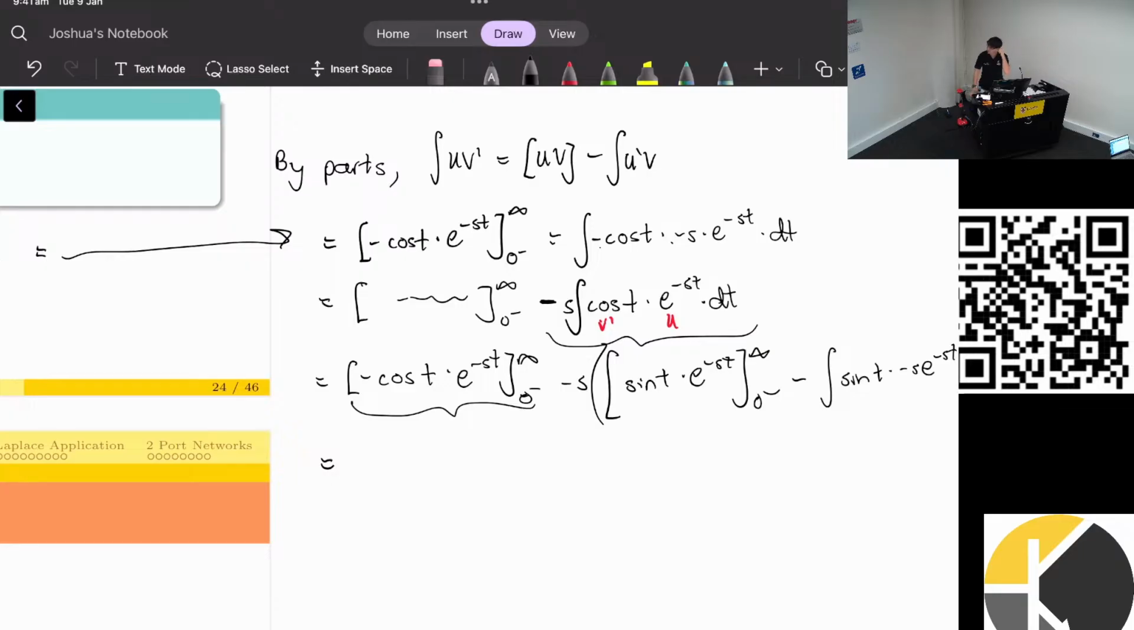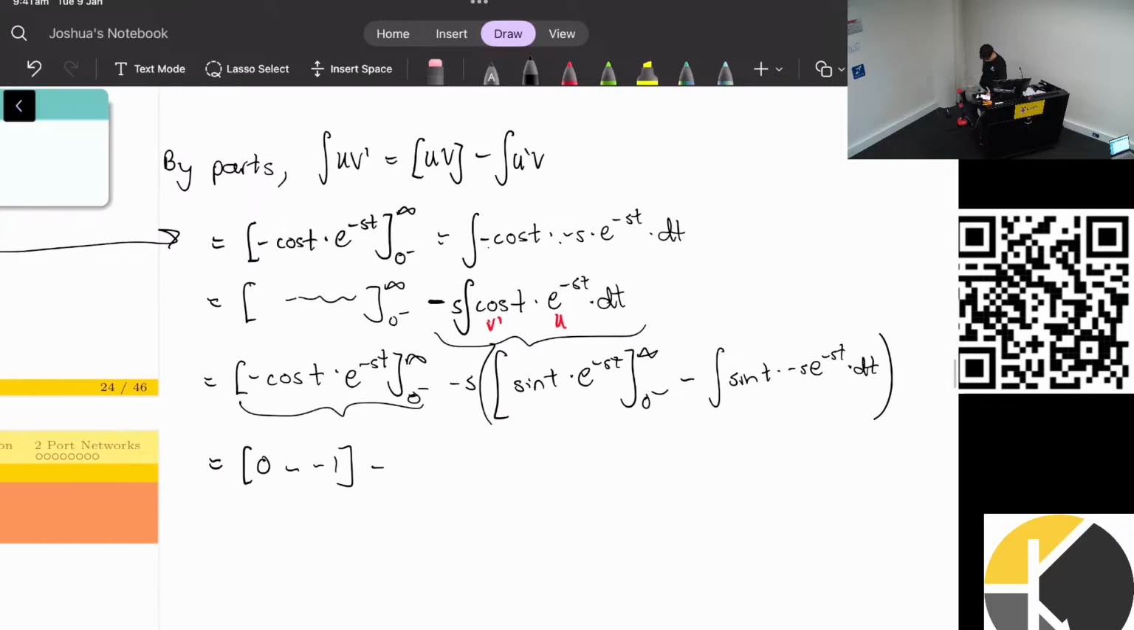So if I sub in infinity into this equation, I don't know what cos is going to be, but I know that if I put e to the power of a negative infinite number, that will just give me 0. So I'll have 0. And then if I chuck in cos 0, cos of 0 is 1, and e to the minus 0 is also 1. So this will be minus 1.